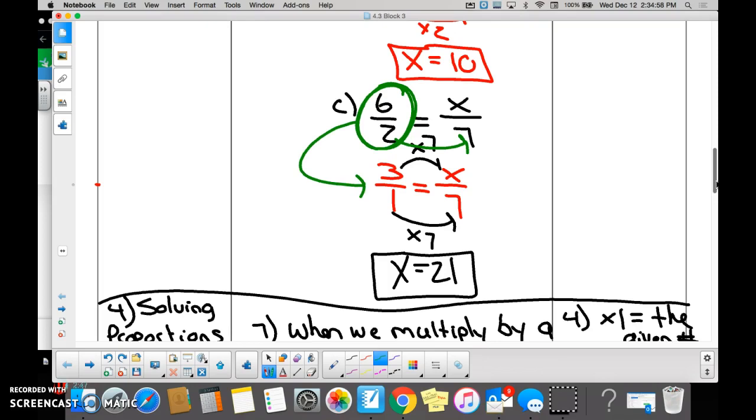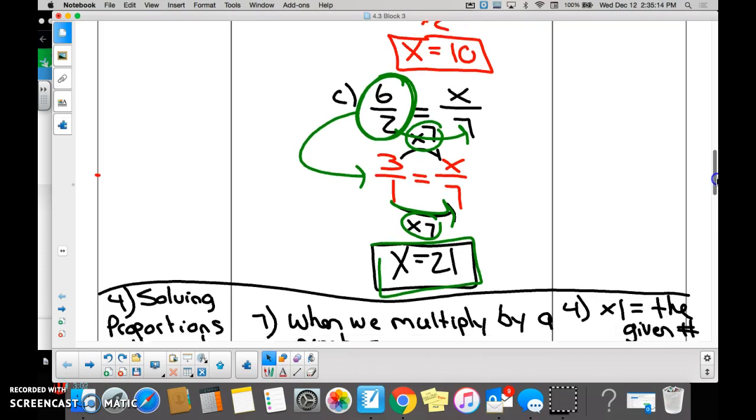Is 3/1 and x over 7, going from the 1 to the 7, are they friendly? Yes. So we multiplied by 7, we multiplied by 7, and we got what? 21. Okay, we're good there.